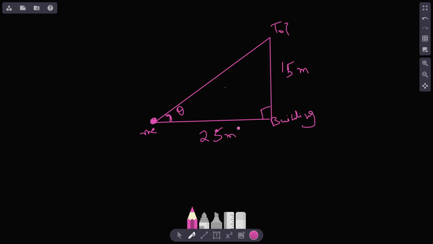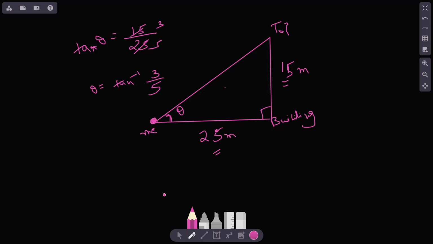Now you know what happens. We have perpendicular, we have base. Now what can we do to find out theta? What is the trigonometric ratio that consists of both perpendicular and base? Tan theta. Tan theta is equal to perpendicular upon base, 15 by 25, which is 3 by 5. So theta is equal to tan inverse 3 by 5. This is the way to write it.